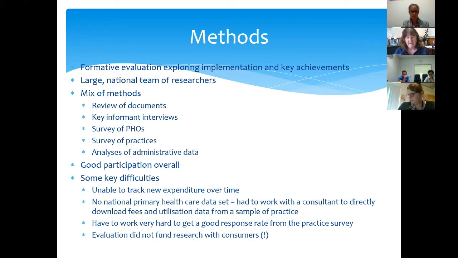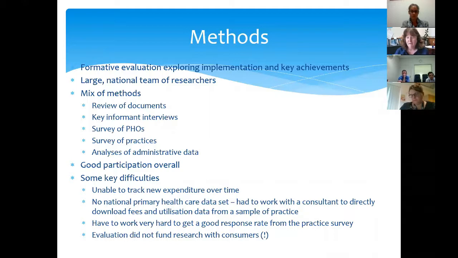We had really good participation overall in this evaluation. One of the key things was that the strategy was really well supported, and so people were keen to support the evaluation as well, so that was great. But we did face some key difficulties in doing this. First of all, we were unable to track the new expenditure over time. So although the government said it was going to spend $2.2 billion, we don't know whether they did. One of the key things is that there's no national primary healthcare data set in New Zealand, so there's nowhere to go to track fees information, what it is that people are actually paying when they see a GP, nor utilisation data either.